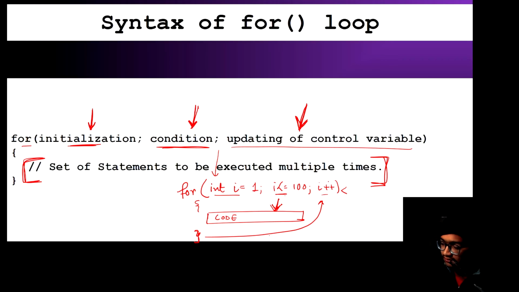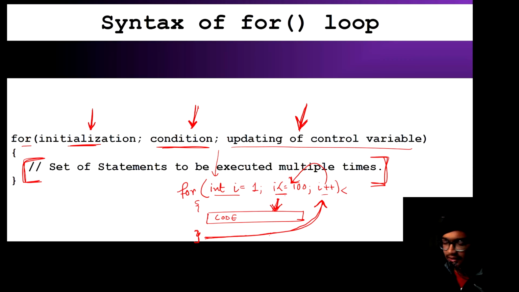After i++ is done, it will come back to the condition. It checks if the value of i is less than or equal to 100. If true, then execute this code, and when it finds the closing brace, it comes back, increases the value of i again, and checks if the condition is true. If true, it executes again.